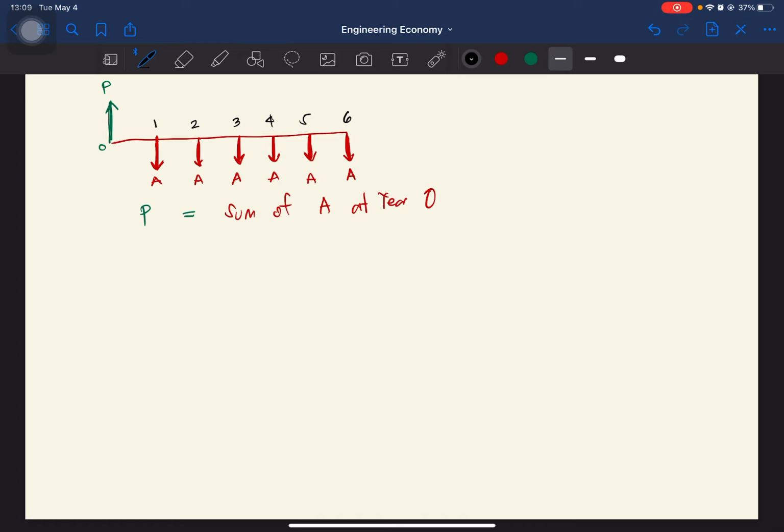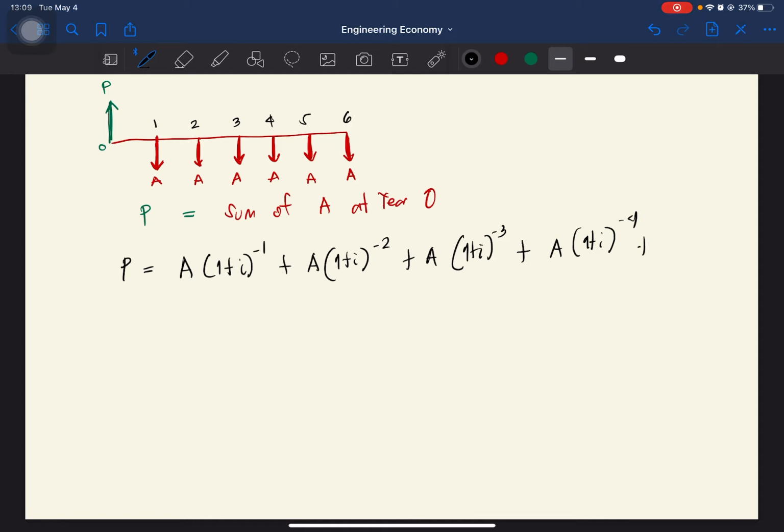Okay? So, pag sinulat natin yon, it's going to be P equals, itong A na to, dadalhin ko rito. So, that's A(1 plus i) raised to negative 1. Tama? Tapos yung pangalawang A, ganun din, dadalhin ko rin doon. So, that's A(1 plus i) raised to negative 2 plus A(1 plus i) raised to negative 3 plus A(1 plus i) raised to negative 4 plus A(1 plus i) raised to negative 5 plus the last A(1 plus i) raised to negative 6. So kung mapapansin mo, kaya naman pala yan kahit walang formula eh.